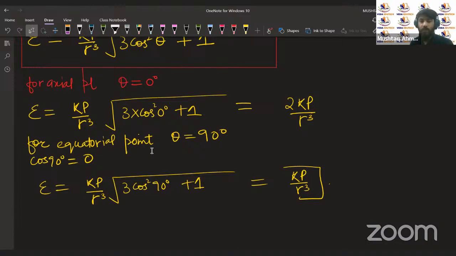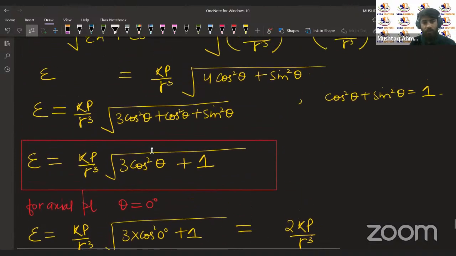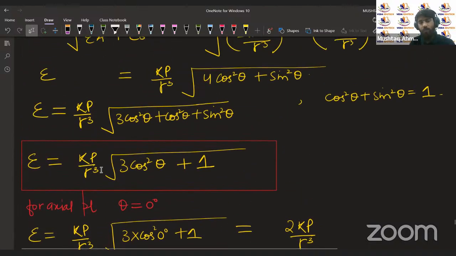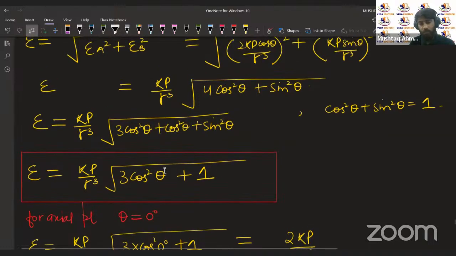So it means that the equation that we derived is correct, right? It's a correct equation. So this is the general equation for the calculation of the electric field at some general point in case of dipole, right? So Kp upon r cube under root of 3 cos square theta plus 1, where r is the distance from the center of the dipole and theta is the angle which the line joining the point makes with the dipole moment, right? So that's it for this.